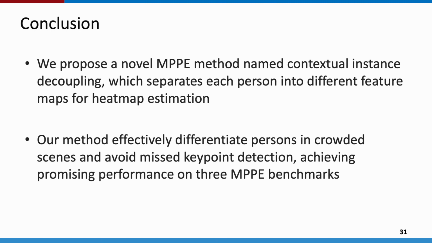In conclusion, we propose a novel MPPE method named Contextual Instance Decoupling, which separates each person into different feature maps for heat map estimation. Our method effectively differentiates persons in crowded scenes and avoids missed key point detection and person detection, achieving promising performance on three MPPE benchmarks. That's all.